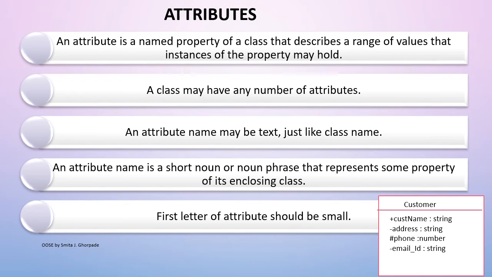Here is an example: customer as a class name, and the set of attributes are customer name, address, phone number, email ID. Here visibility for the attributes is given and their data types are mentioned after a colon.